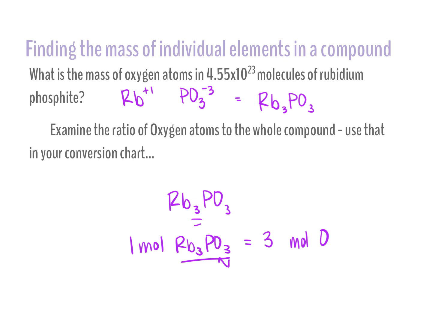Okay? If we have a mole of this compound, 6.022 times 10 to the 23rd of these molecules floating around, and they all magically separated, I would have 3 moles of oxygen atoms, 1 mole of phosphorus atoms, and 3 moles of rubidium atoms. Do we see how that works? Yes or no? I need a confirmation on that. Okay? That ratio remains intact, and that's a big part of what we're doing here in this problem.